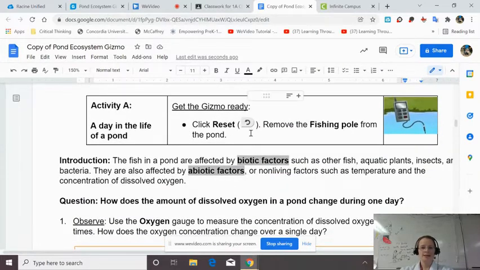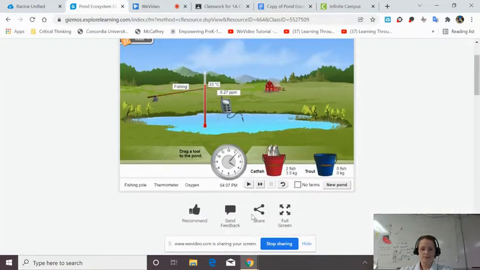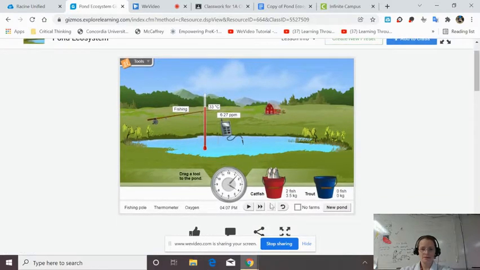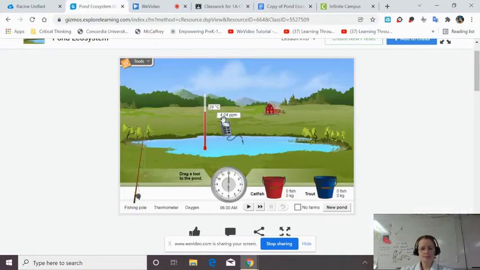Activity A, click reset. Remove the fishing pole. So let's see, where's my reset button? Right here. Remove the fishing pole. Now what? Use the oxygen gauge to measure the concentration of dissolved oxygen at several different times. How does it change over a single day? So let's go ahead, leave our oxygen gauge in there, and we'll push play and we'll just watch that number. Watch it change. So it starts at 4.04 and you can see it's going up.